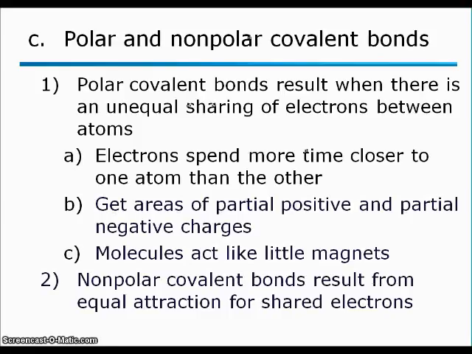electronegativity. So the more electronegative atom, that means it's going to pull more on the electrons, and they're going to shift to that side. So that's what a polar covalent bond is. And then a nonpolar covalent bond is when they share equally.